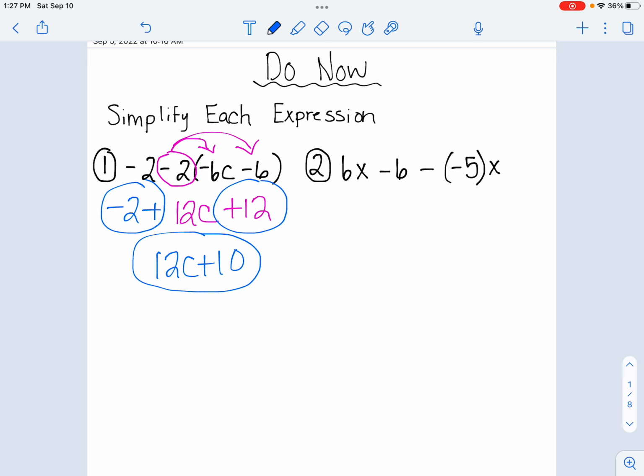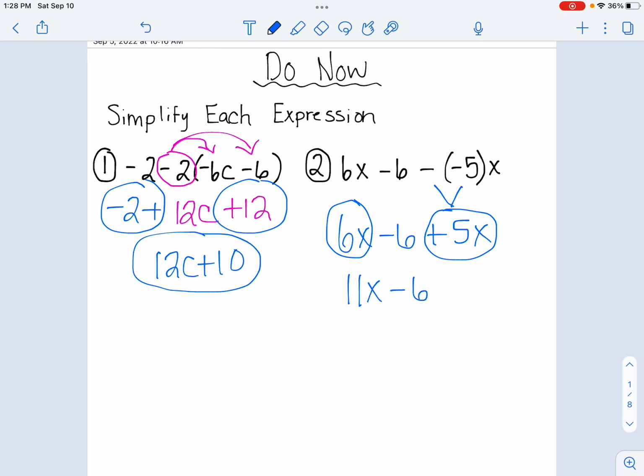Second question, to simplify the expression, the first thing we'll need to do is combine our two negatives to form a positive. So we'll have 6x minus 6 plus 5x, and then we look for our like terms. Both of these terms have x attached to them, so we combine them, and we end up with 11x minus 6 as our final answer.